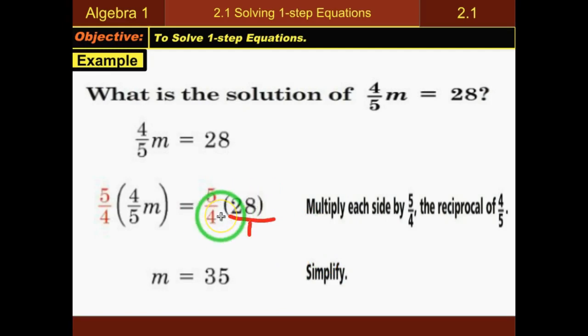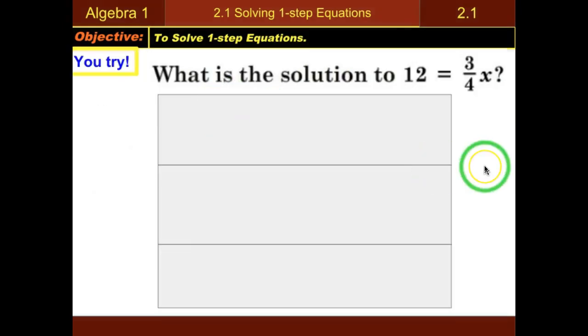28 divided by 4 is 7. 7 times 5 is 35. Or I could have done 5 times 28 is 140. Divided by 4 is 35. And once again, you're allowed a calculator on this one, so you could just do 5 times 28 and then divide it by 4. So you try. If you haven't tried it yet, pause and try it.